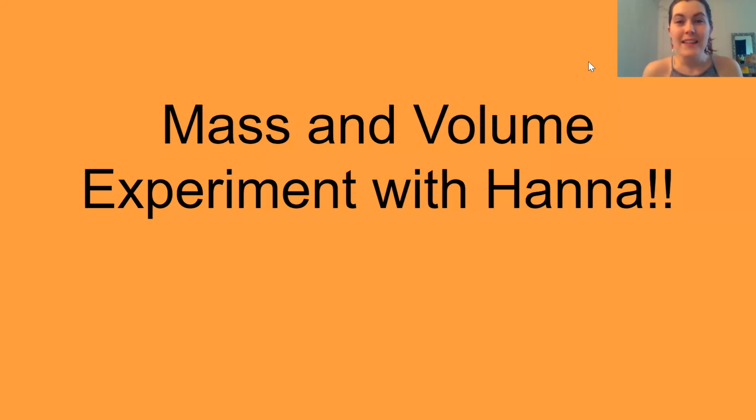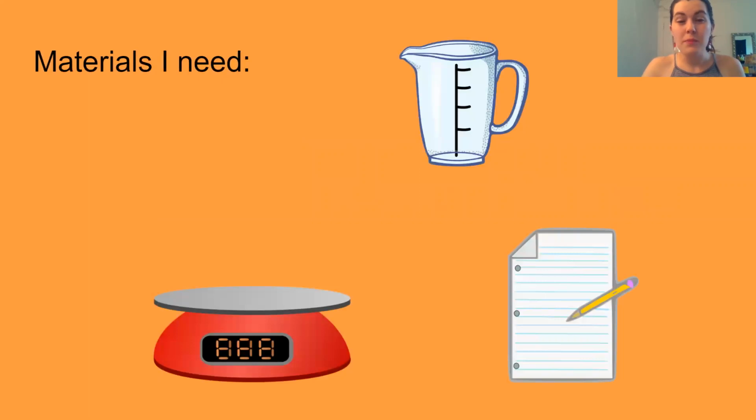Hi, fourth grade. Today I'm going to do an experiment with you about mass and volume. And we're going to go through each step of the process. First, we're going to find our volume. Then we're going to find our mass. And then we're going to find our density using those two things. So let's get started.